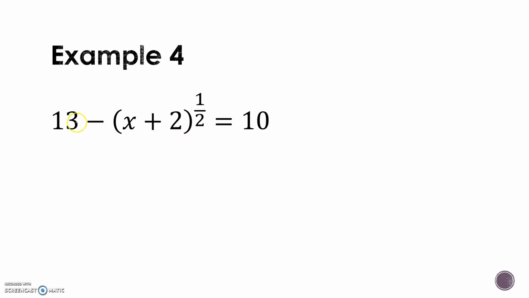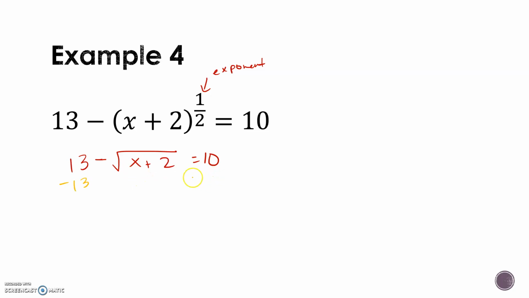Okay, your next one here looks a little different, but it's the same thing. When you have that exponent that is a fraction, it just means that it is a radical. So 13 minus x plus 2 to the 1/2 power, and this is an exponent. That's how it looks in Microsoft. Since the radical is 1/2, it is a square root of x plus 2. So you can rewrite it like this, or you could just leave it the way it is, but it doesn't matter. So we'll go ahead and solve this like we did all of the other ones.